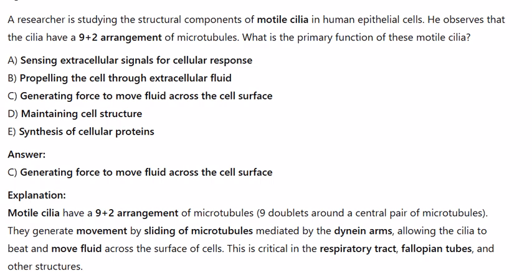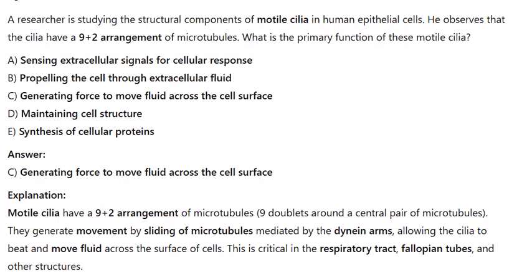Explanation: motile cilia have a 9+2 arrangement of microtubules, 9 doublets around a central pair of microtubules. They generate movement by sliding of microtubules mediated by the dynein arms, allowing the cilia to beat and move fluid across the surface of cells. This is critical in the respiratory tract, fallopian tubes, and other structures.